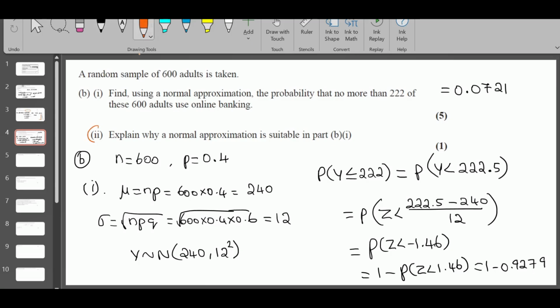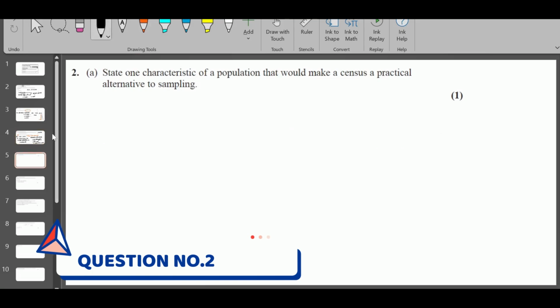Now for part (ii), explain why a normal approximation is suitable. Because n is large and p is close to 0.5. You need to write this. That's all, just one more question. Let's move on to question number 2.